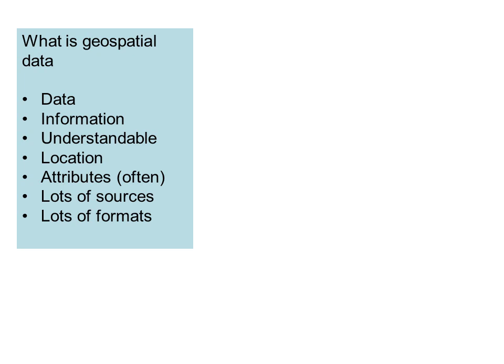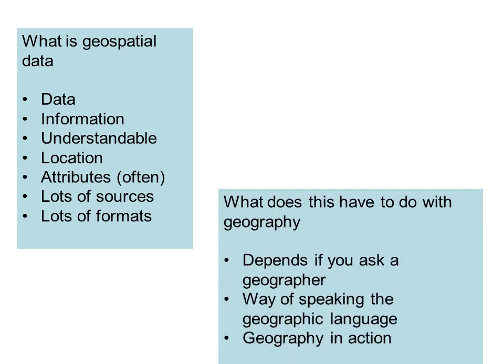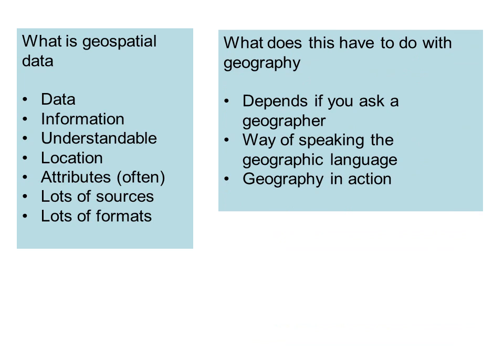So what is geospatial data? Well, it's data and information. It's understandable. It has some sort of location related with it, and attributes, and lots of sources, and it comes in lots of formats. What does all this have to do with geography? Well, it depends on who you ask. There's lots of ways of speaking the geographic language, and some people like to think of GIS as geography in action.